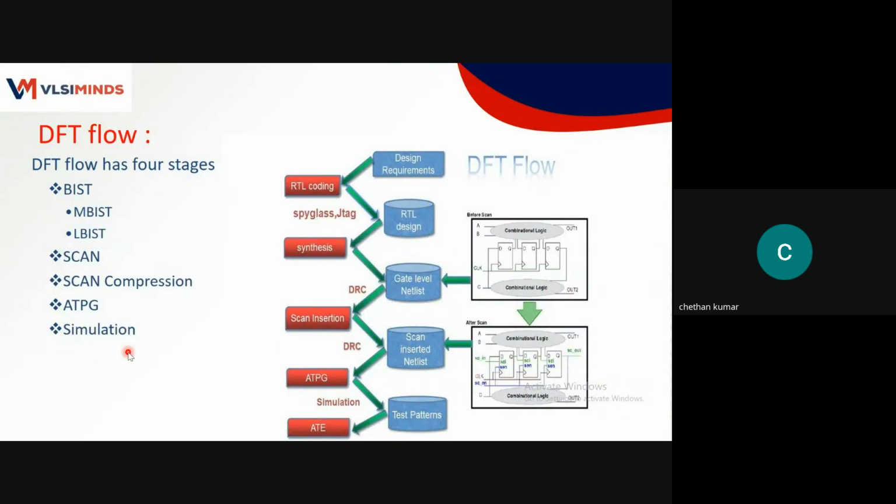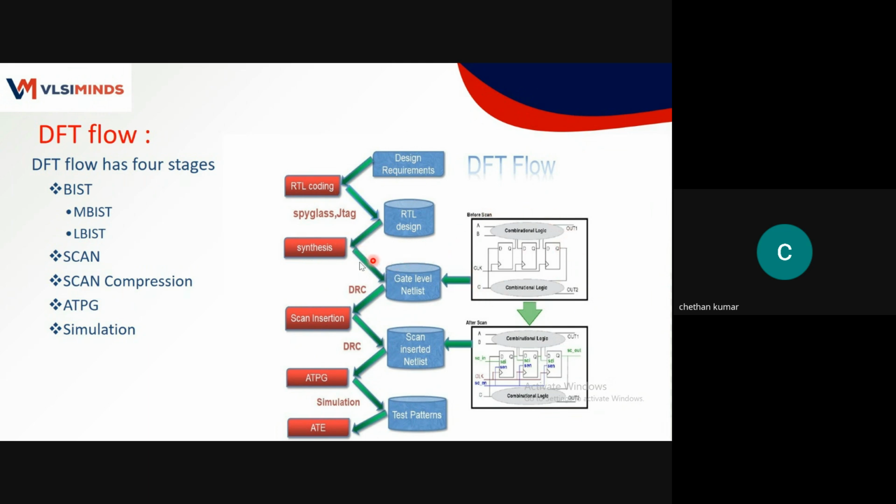Before getting into scan, let me first briefly explain how the industry follows the DFT flow. Design requirements are given by the customer. Based on that, the RTL team writes the RTL code and gives the RTL files. The RTL team also verifies that the code they have written is working or not, using simulation and IJTAG tests, and then it goes to the synthesis team.